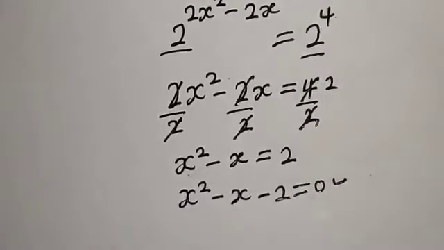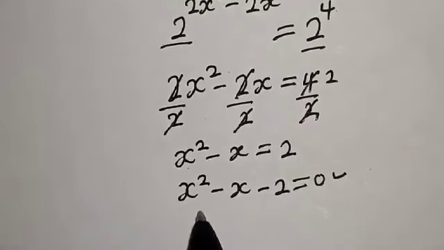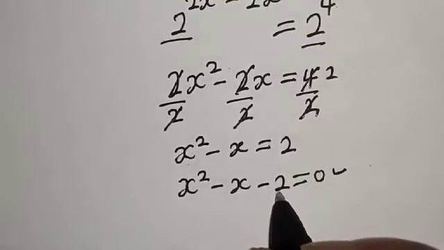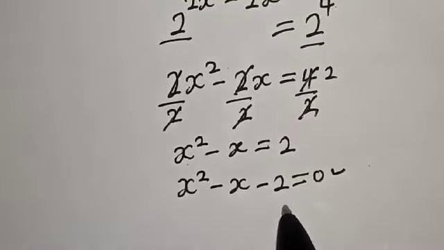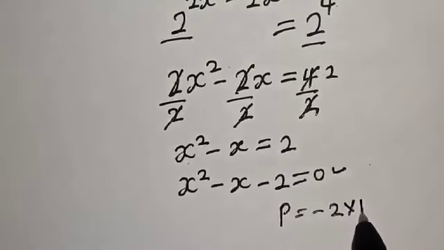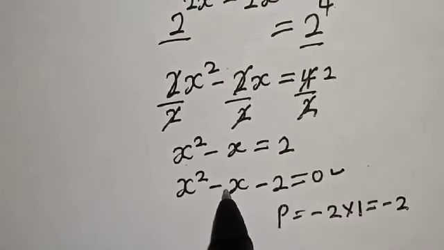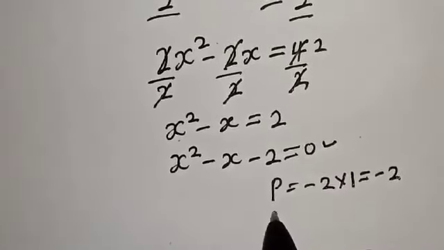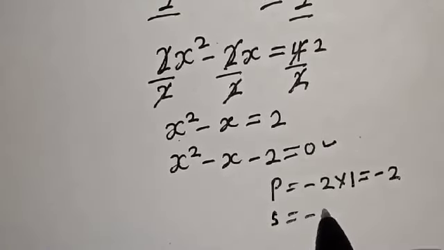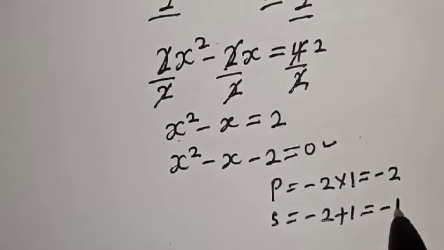This is a quadratic equation which can be solved using the factorization method. In the factorization method, the product is minus 2, so the product will be equal to minus 2 multiplied by 1, which is minus 2. And the sum coefficient here is minus 1, so the sum is equal to minus 2 plus 1, which is equal to minus 1.